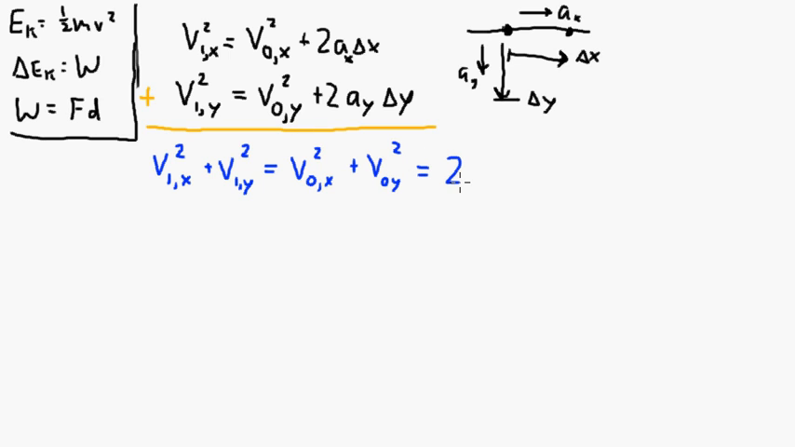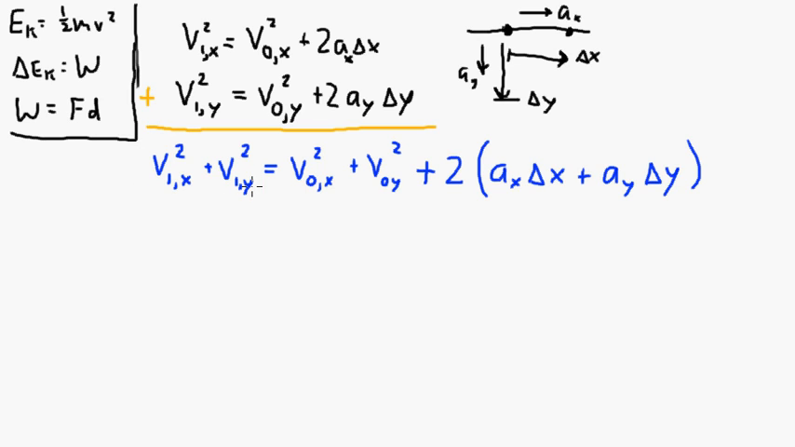And that's going to equal 2. And I'm going to collect everything in the 2 here. And we're going to say ax delta x plus ay delta y. And so now we've got this nice equation here. Oh, I'm sorry, it actually should be a plus sign. Let's see if I can erase this one. Yes, I can. So, plus. There we go.